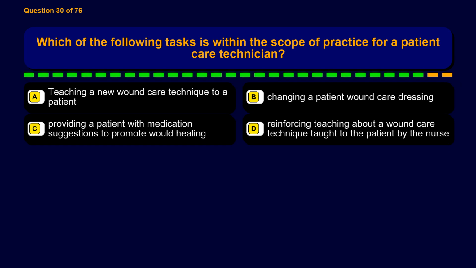Question 30. Which of the following tasks is within the scope of practice for a patient care technician? Option A. Teaching a new wound care technique to a patient. Option B. Changing a patient wound care dressing. Option C. Providing a patient with medication suggestions to promote wound healing. Option D. Reinforcing teaching about a wound care technique taught to the patient by the nurse.